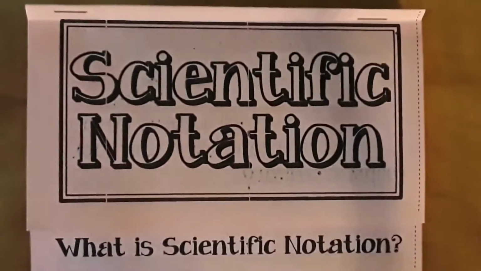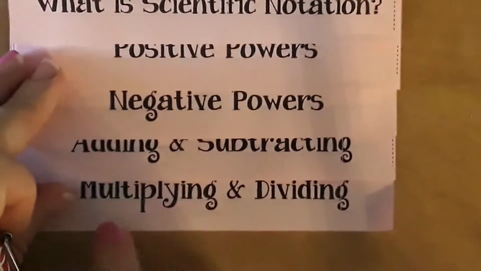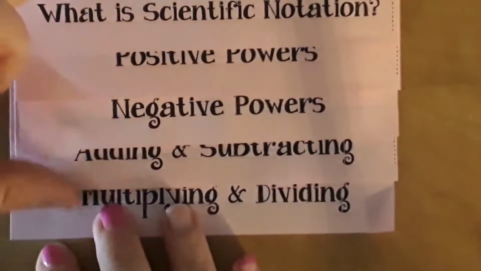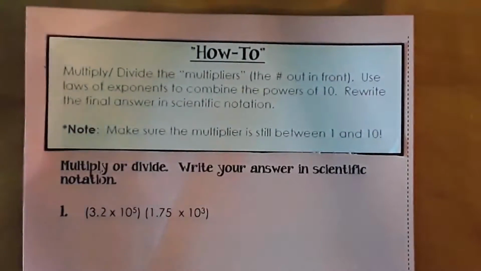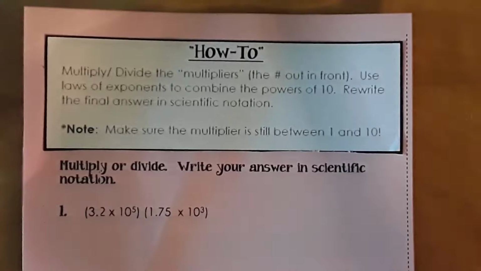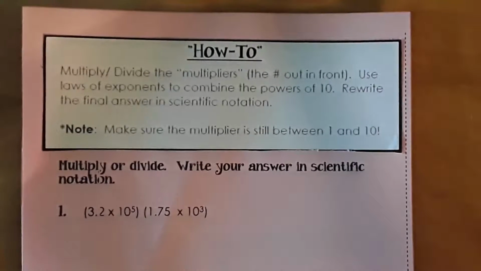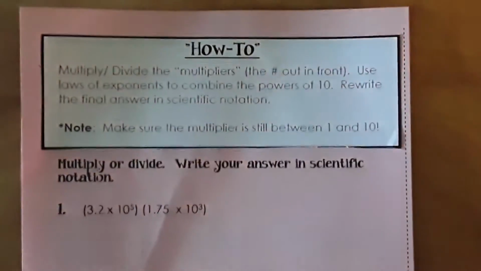We are going to complete the foldable today with scientific notation. Our last component is multiplying and dividing. With multiplying and dividing, it says multiply or divide the multipliers, the number out in the front. Use the laws of exponents to continue the powers of 10. Rewrite the final answer in scientific notation. Note, make sure the multiplier is still between 1 and 10. Remember, it has to be less than 10.